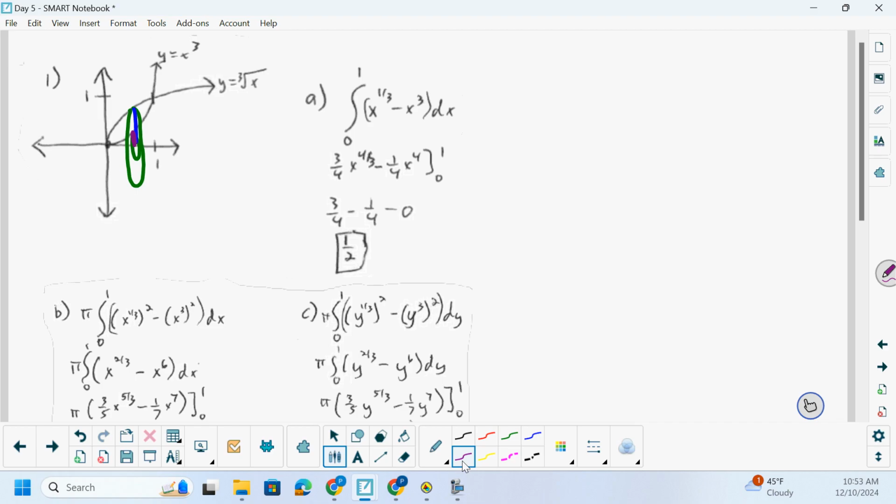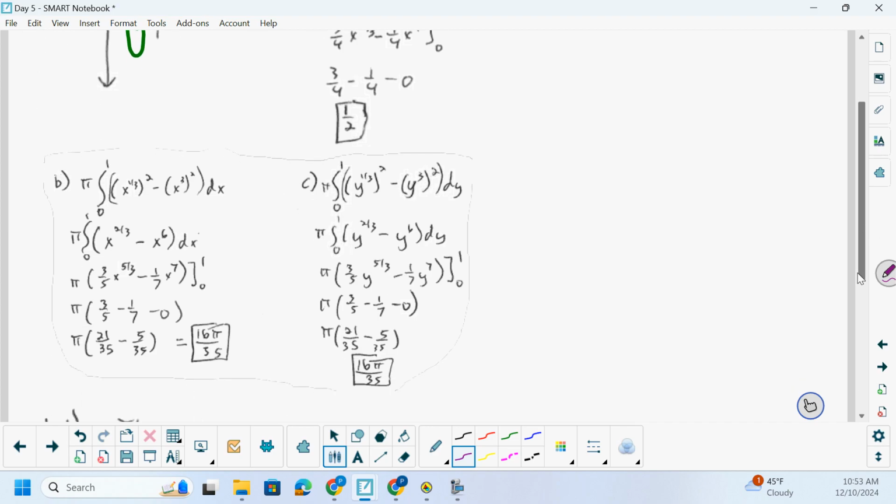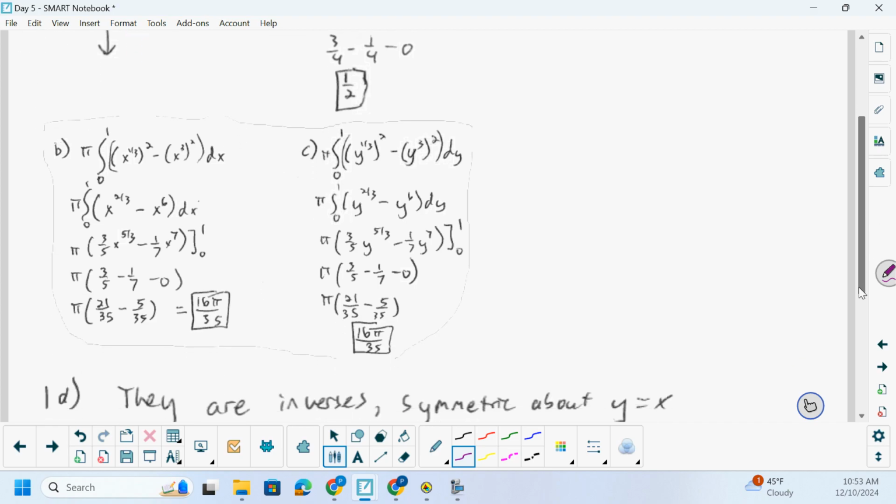Our general setup for washers again is pi some radius squared minus some radius squared. That's what will create that hole. And our region dx is we're going from 0 to 1. Do your antiderivative, sub everything, and we get 16 pi over 35.